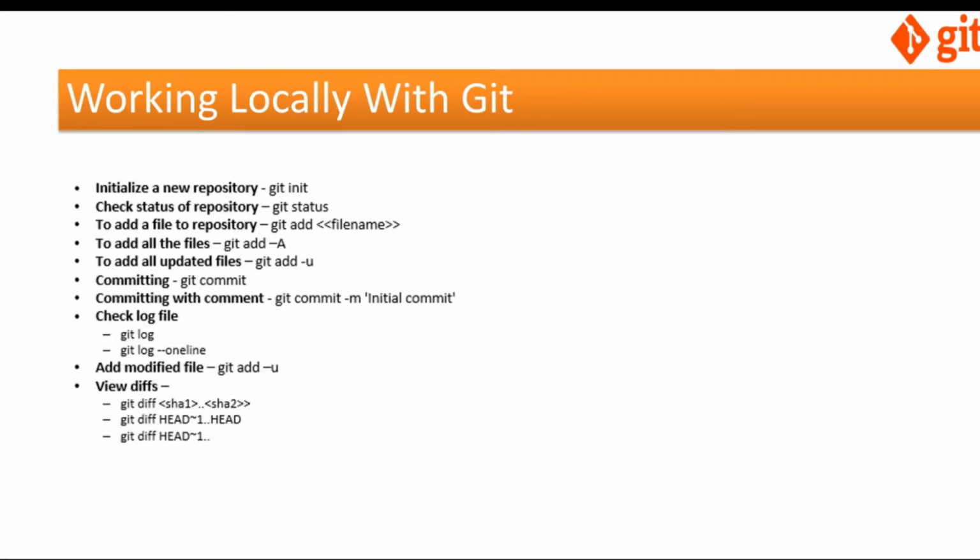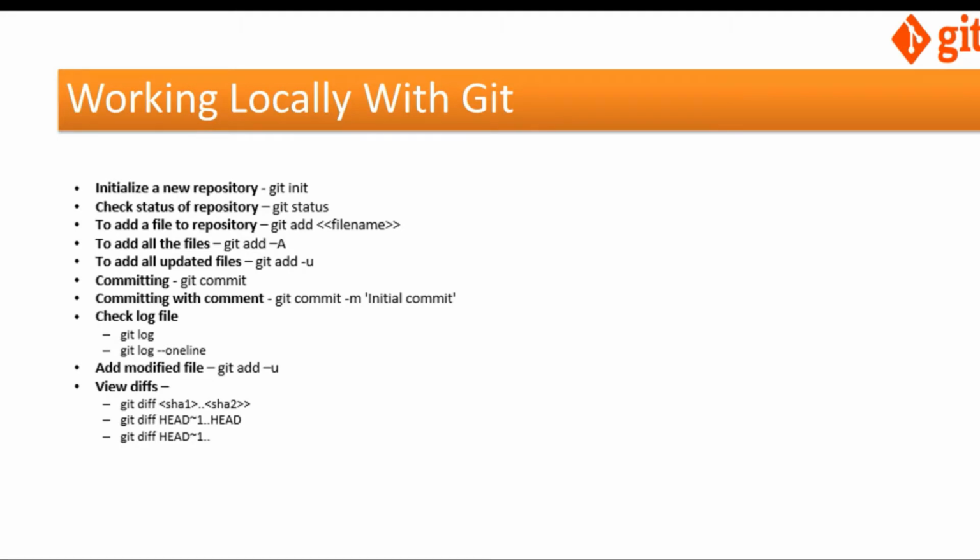So working locally, what we have to do is initialize a new repository. We can do that with git init. To check the status of a repository, use the git status command, and it will print it out. git add is for adding a new file. To add all the files, use git add hyphen a; to add all updated files, git add hyphen u. Committing changes: git commit, and you can use the additional option minus m to put in a comment message.